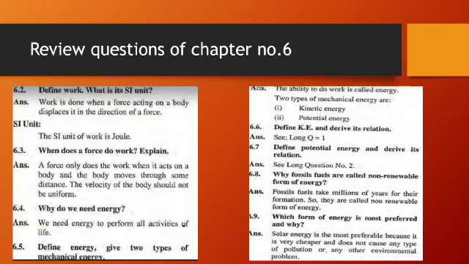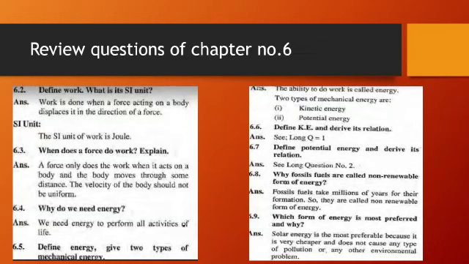Define potential energy and derive its relation. Same is the case with this question. You have to see long question number 2. You can open your books and you can see the topic of potential energy from your book. It is there. The question is there. You can solve it, or you can learn it from your book.